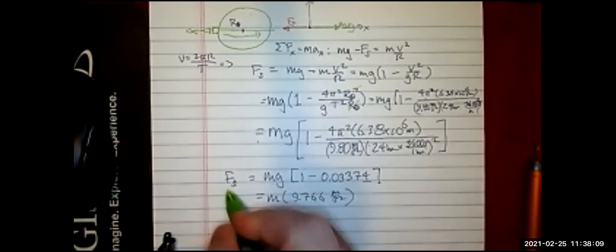So you can see being at the equator is comparable to being at the top of Mount Everest in terms of your change in apparent weight. Remember, we got 9.77 for that. So now we're seeing, yeah, this is comparable to being at the equator.